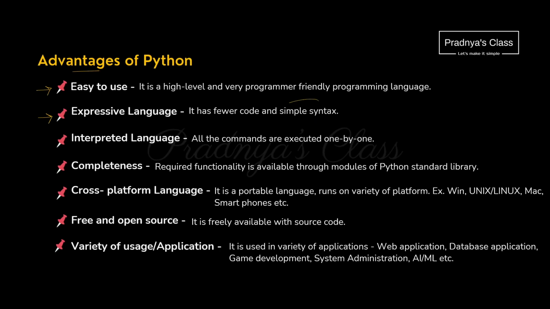It means it has a simple syntax which can be easily understood. It's an interpreted language. It is a complete language because it has a lot of libraries, and in those libraries we have a lot of modules. In the modules we will have ready-made functions. With the help of that, complex code can be written easily. We know this feature: cross-platform. We know this feature also that it is free and open source.